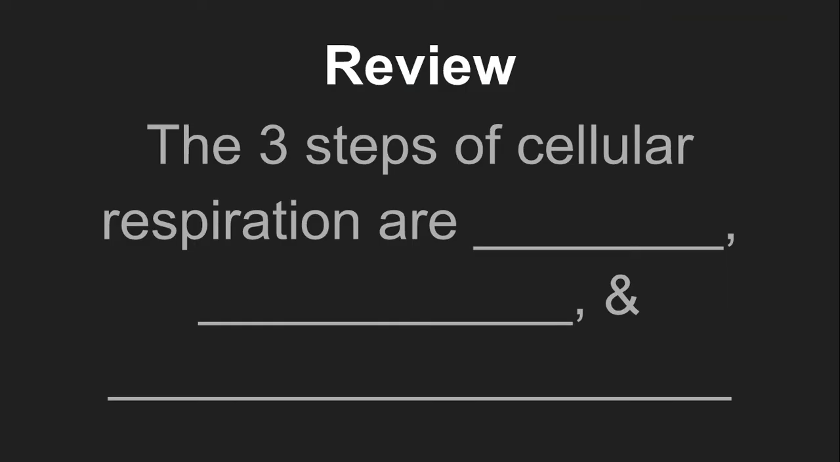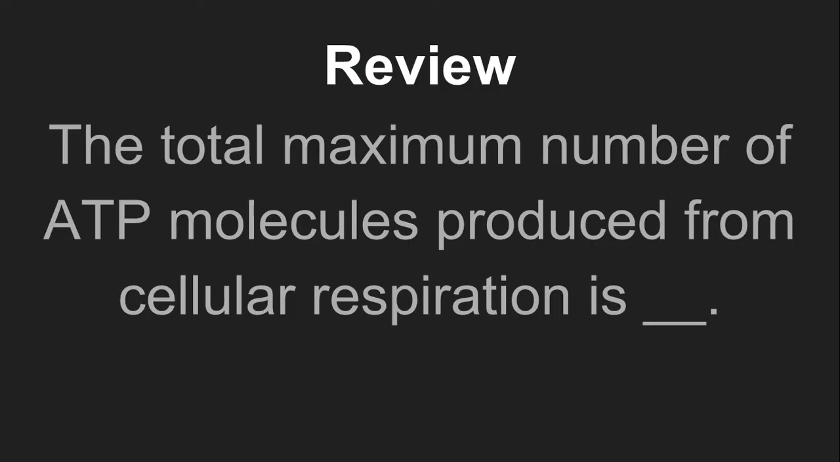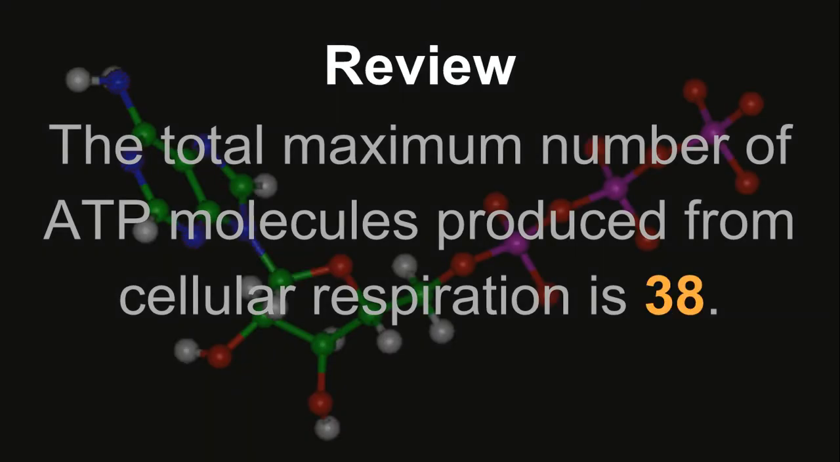The 3 steps of cellular respiration are blank, blank, and blank. The 3 steps of cellular respiration are glycolysis, the Krebs cycle, and the electron transport chain. And finally, the total maximum number of ATP molecules produced from cellular respiration is blank. Well, the total maximum number of molecules produced is 38, and that is under perfect conditions.